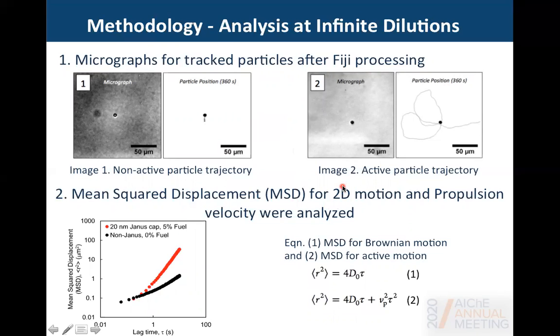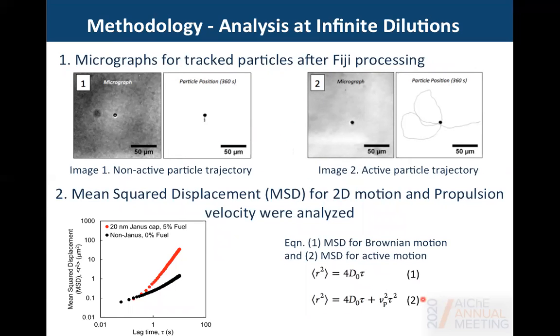Then we analyzed the mean square displacements, or MSD, for all captured particles. Note, MSD represents the square difference in position of particle i at time t and the initial position of that particle, averaged over many particles. And the two equations that you see displayed at the bottom are the MSD equations for passive or Brownian motion, which is equation 1, and active motion, which is equation 2.